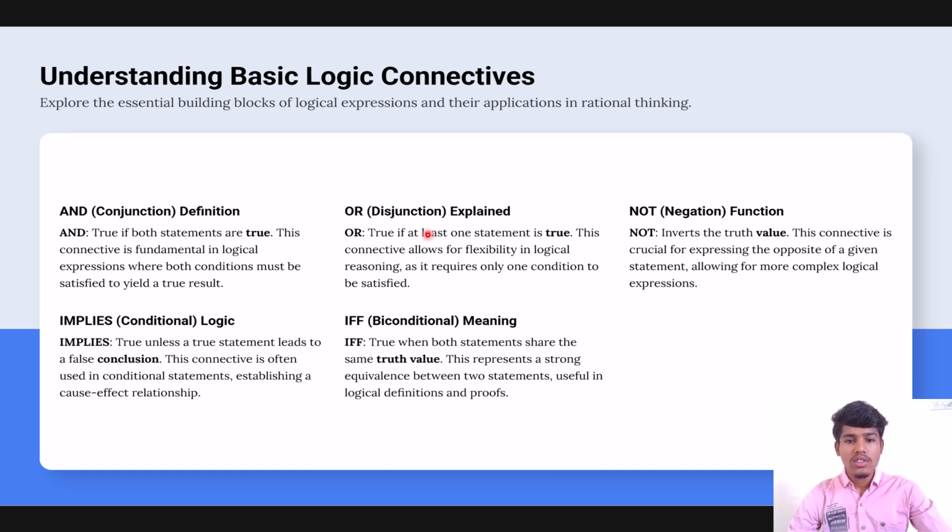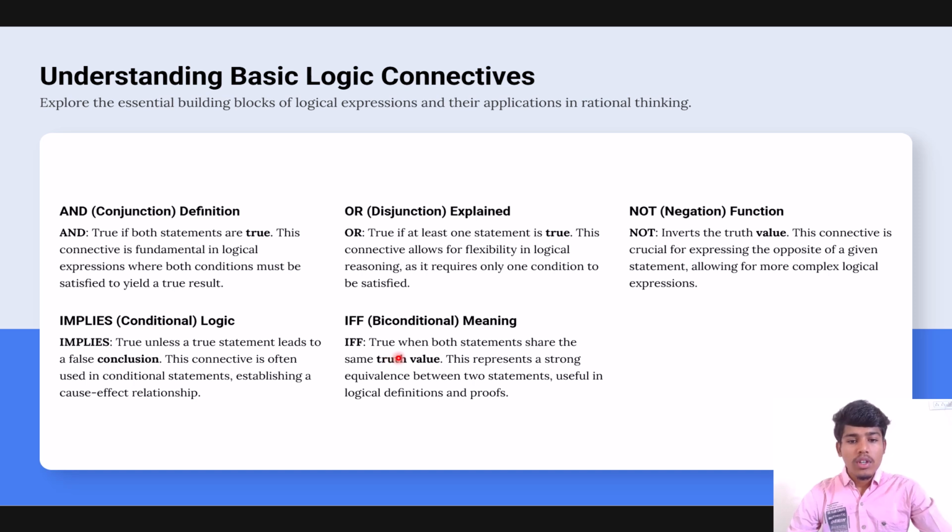Or, disjunction explained. Or is true if at least one statement is true. The connective allows for flexibility in logical reasoning, as it requires only one condition to be satisfied. If and only if condition, biconditional. It is also known as biconditional.